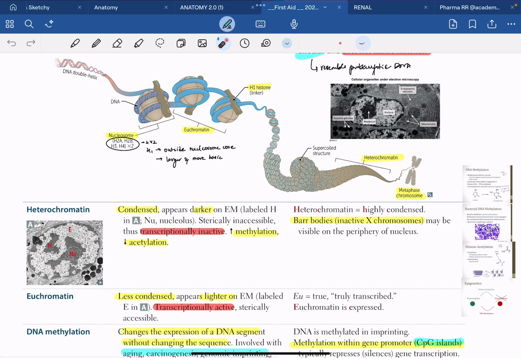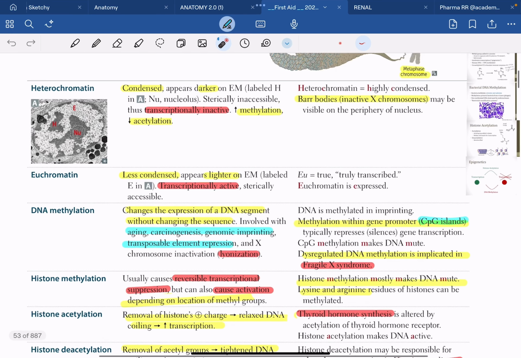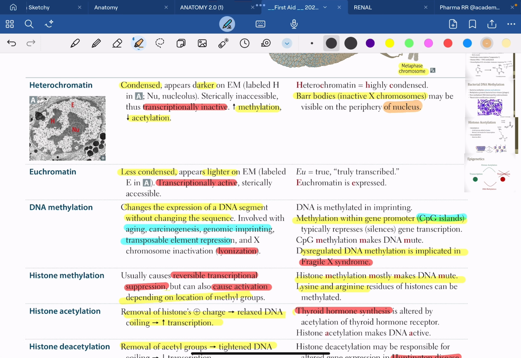Then we have the heterochromatin. Heterochromatin is condensed and it appears darker. It is sterically inaccessible and transcriptionally inactive. Increased methylation and decreased acetylation. So highly condensed chromatin is heterochromatin. Bar bodies, inactivated X chromosomes, may be visible at the periphery of the nucleus. Where? Periphery of the nucleus.